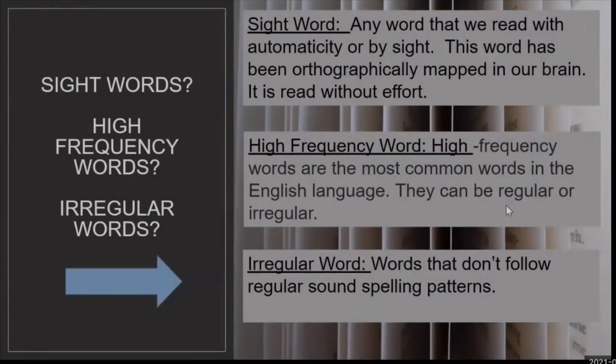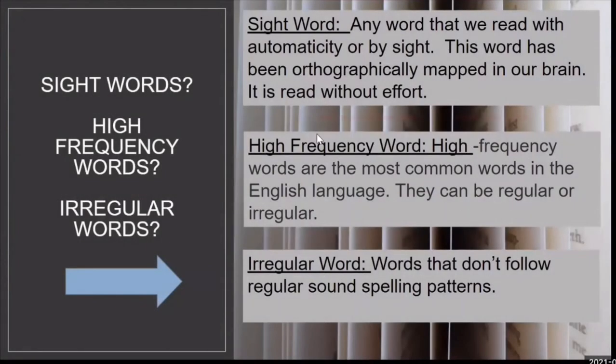Okay, so let me just define some terms. A sight word is any word that we read by sight. That means it is orthographically mapped in our brain, and we can read it without effort. As adults, you have 50,000 or more sight words. When you see the word, you know what it is. Every word on this page you have as a sight word because you read them without effort.